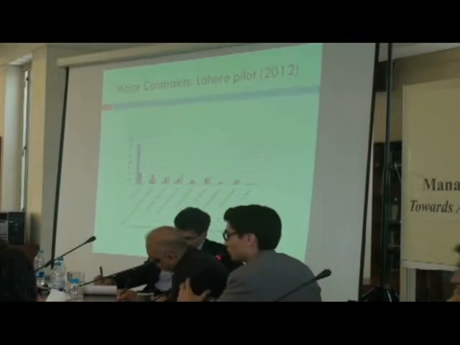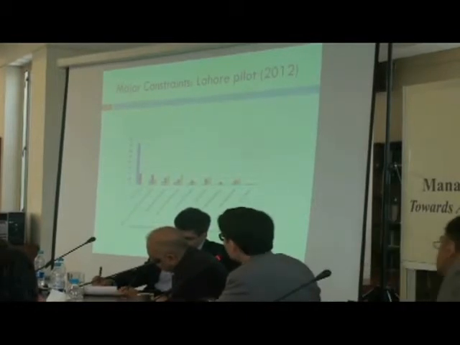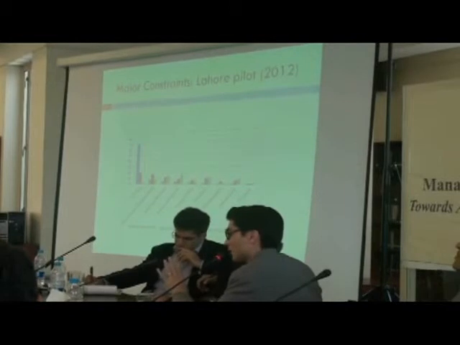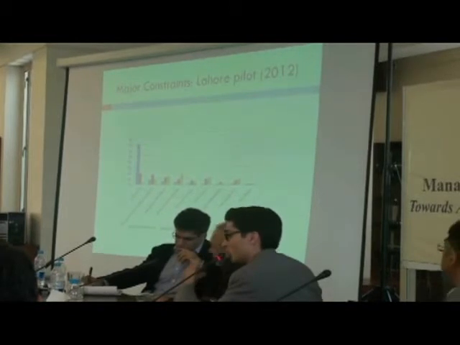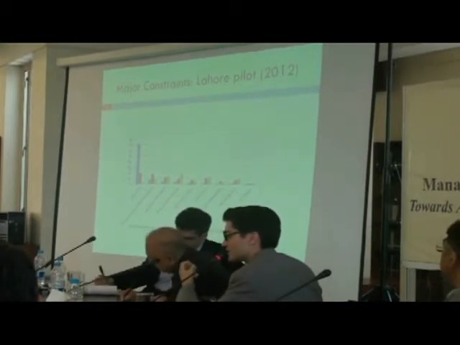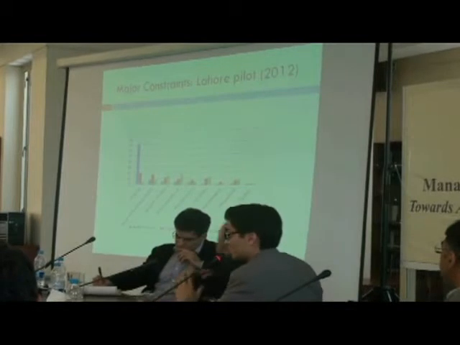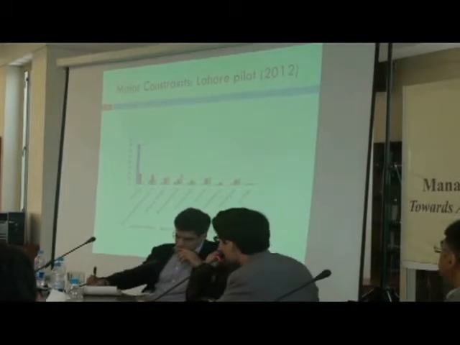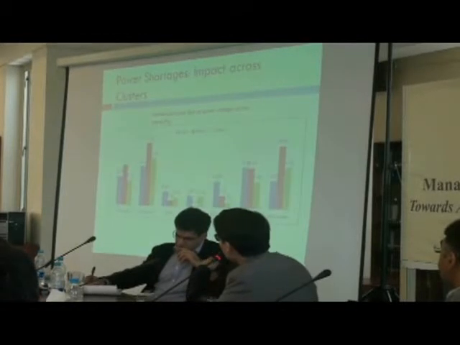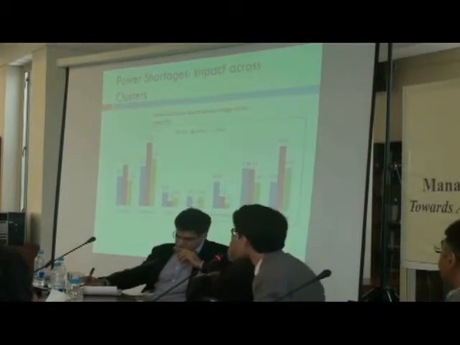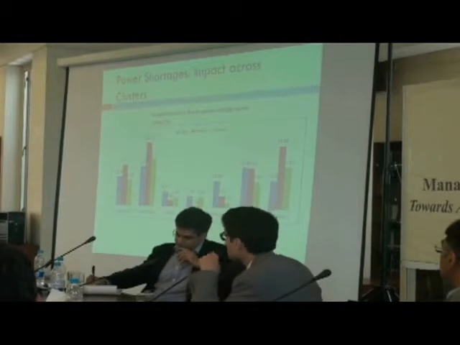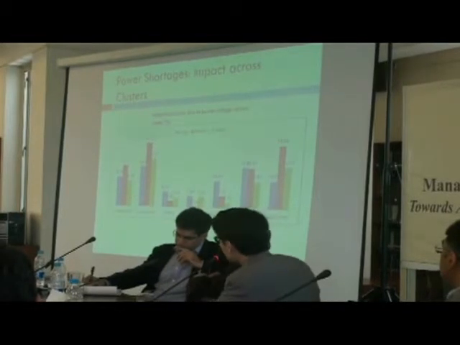This is our Lahore pilot, which has just been conducted in February. Electricity is still number one, but as I said, almost all firms rate it as the most severe constraint, followed by macroeconomic and political instability, and then inadequate workforce, access to raw material, access to finance, and so on, corruption also. Now this is the impact across clusters of power shortages, which is very, very interesting.